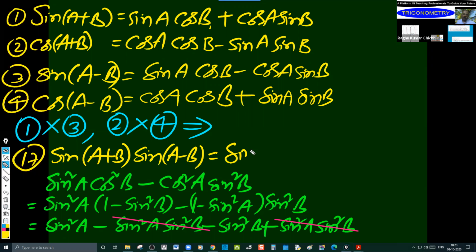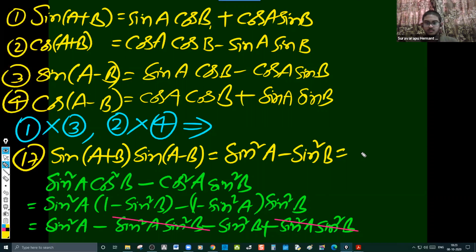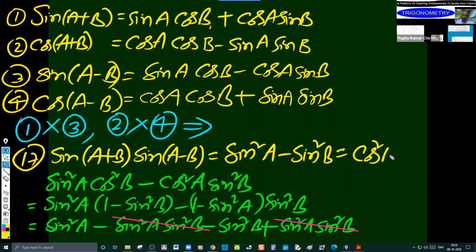The formula to be noted for sine A plus B into sine A minus B is sine square A minus sine square B. And you can even write it in terms of cos also, which is very much essential in solving the problems. We write sine square A as 1 minus cos square A, sine square B as 1 minus cos square B. Then if you convert it to cos, you will get cos square B minus cos square A. So through multiplication, you are getting this formula.